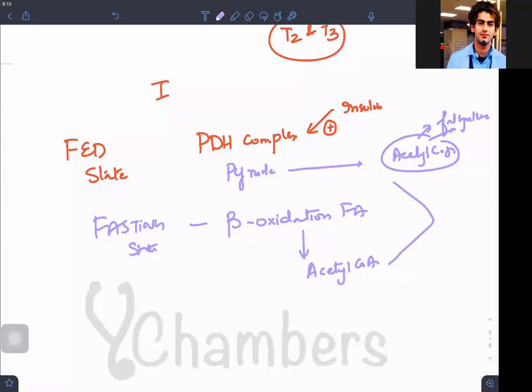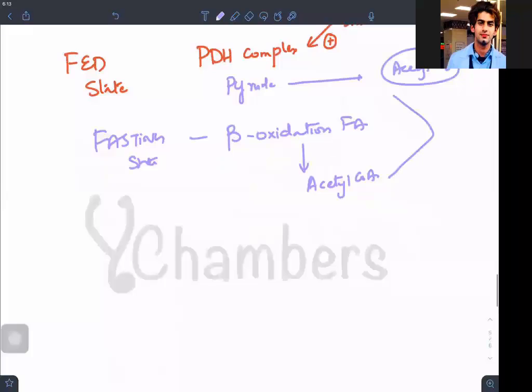That means I should start producing more acetyl CoA, and that acetyl CoA should become an inhibitor of the PDH complex now, isn't it? Because if I make more acetyl CoA, it should inhibit the PDH complex. My pyruvate is getting converted to acetyl CoA, and the more acetyl CoA you make, the more inhibition of PDH happens. Do you remember the PDH complex? Yes, we remember. Is this clear, my friends?